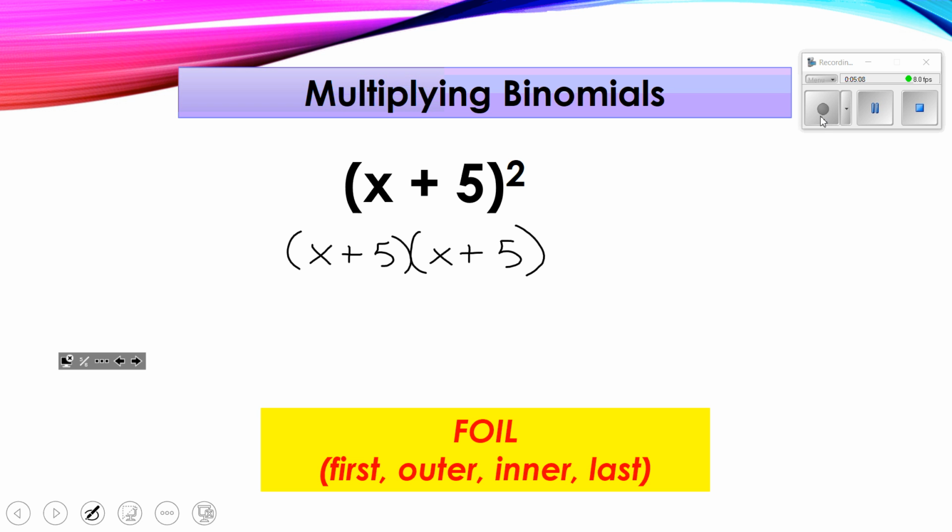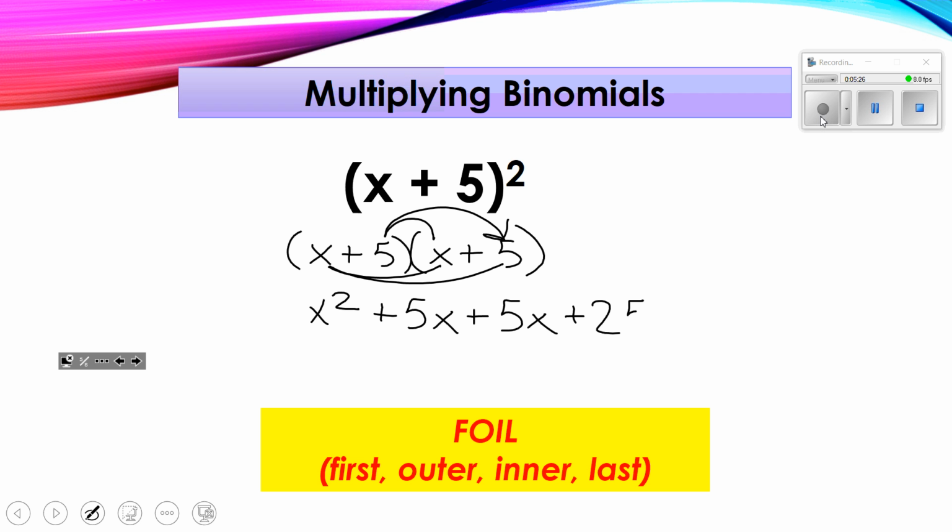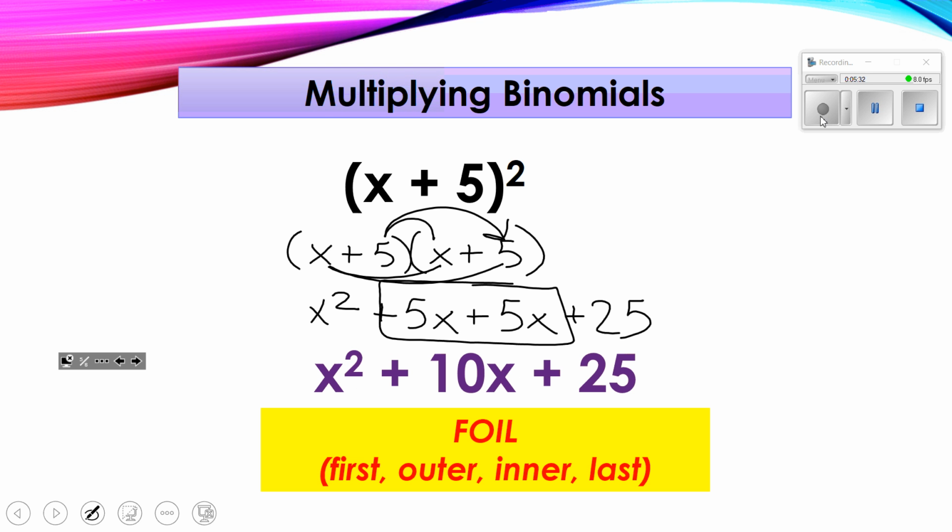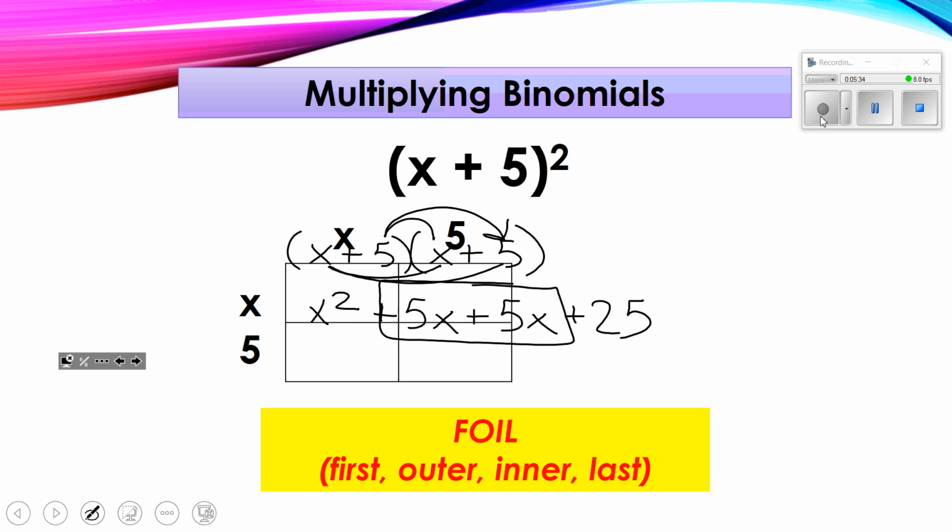Now we would do the FOIL, or the distributive property, twice, and we would multiply the x times the x, which is x squared, the x times the 5, which is 5x, our inner terms, 5 times x, which is 5x, our last terms, which is 5 times 5, which is 25. Again, you have your inner terms right here that are like terms, and our result is x squared plus 10x plus 25.